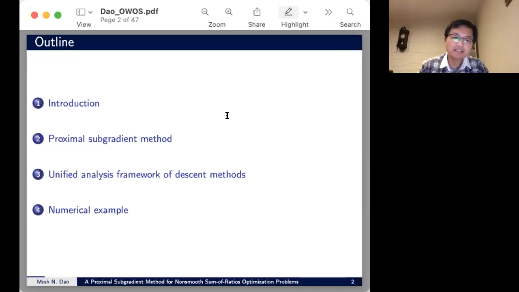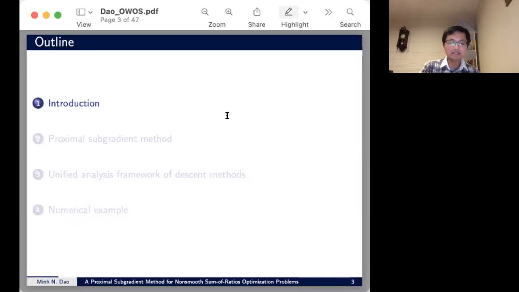In the next part, by providing a unified analysis framework of descent methods, we obtain the convergence of the full sequence of these methods under the so-called Kurdyka-Łojasiewicz property. And finally, we will illustrate our methods by a numerical example.